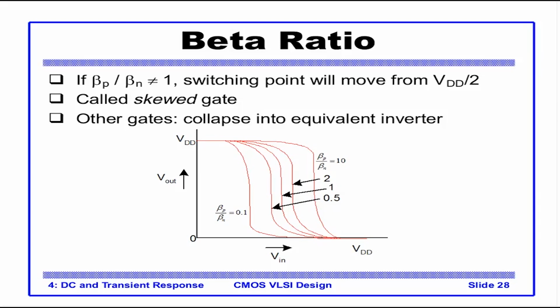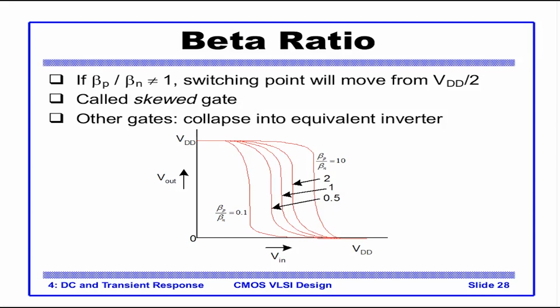If we start increasing beta p by beta n, that means we start making the PMOS wider, then this gate becomes skewed in the sense that the switching point starts moving away from VDD by 2. If the PMOS is wider, then for Vout, it will take more voltage to convert the PMOS from a region of fully on, or linear, to saturation to cutoff.